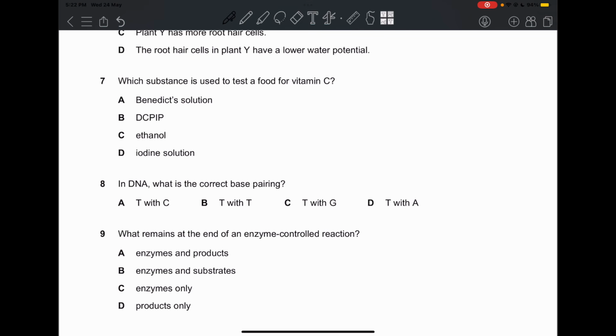Which substance is used to test a food for vitamin C? Of course, this is the solution of DCPIP.